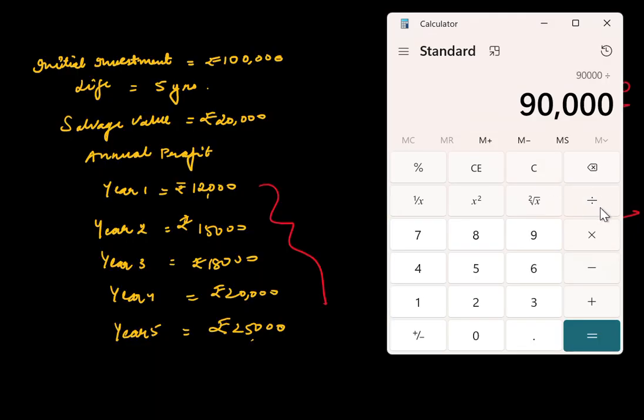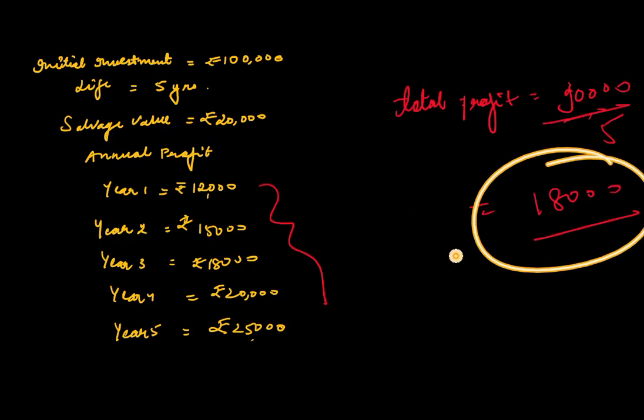So we are going to divide it by 5. So we are left with 18,000. Okay. So our average annual profit is 18,000.